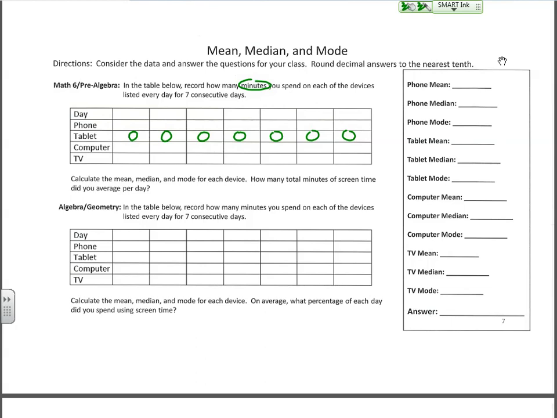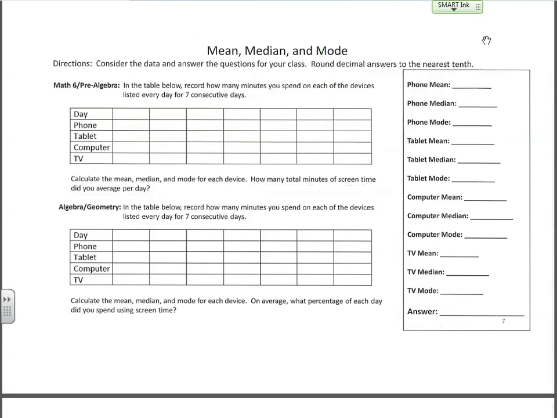If you're playing video games, are you playing them on the computer? If you are, that counts for computer. If you're playing where you're watching the action on the TV, that counts for your TV. If you've got a Switch and you're holding it and playing it like that, then that would actually be considered a tablet. Okay, so you're finding the mean, median, mode for each device, and then it says how many total minutes of screen time do you average per day. So when you're done recording the data, you're going to add your 4 means together, okay? And that will give you the total minutes of screen time you averaged per day, and that answer goes down here.